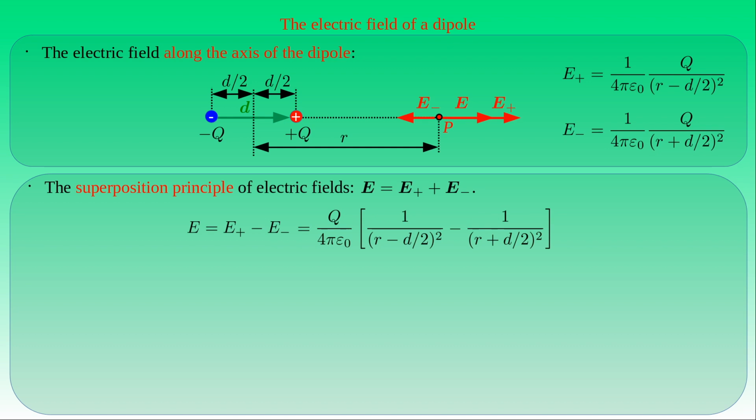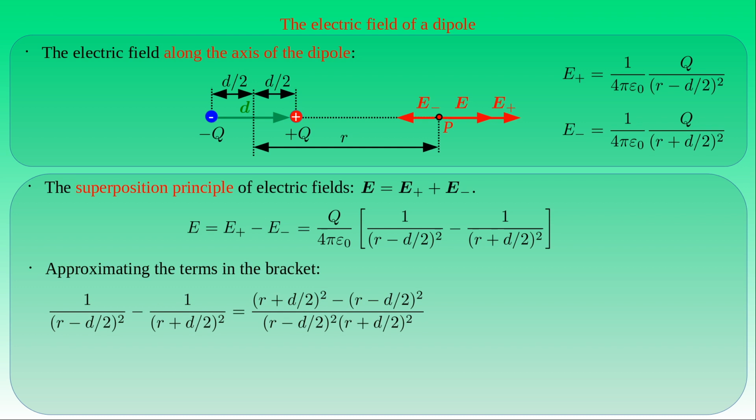We can rename the fractions in the bracket with a common denominator, and subtract them, which gives the square of r plus d over 2 minus the square of r minus d over 2, divided by the square of r minus d over 2 times the square of r plus d over 2. After simplifying this expression, we obtain 2 times r times d divided by the square of r squared minus d squared over 4. If the spatial extension of the dipole is negligible with respect to the distance of the point P from the center, that is d is much smaller than r, we can approximate this result as the ratio of 2 times d to the cube of r.